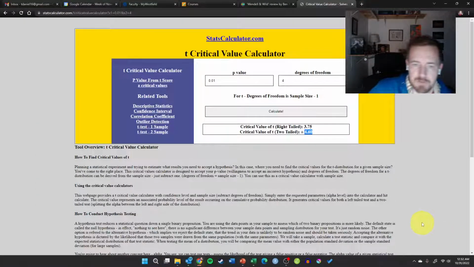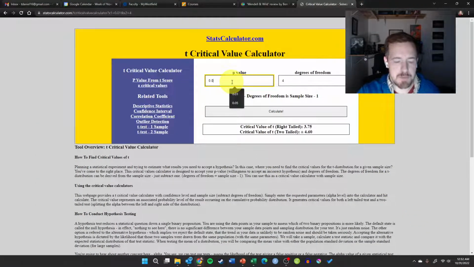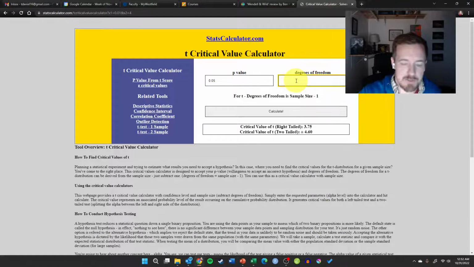Let's pop over here. For my critical value, I'm changing my p-value to 0.05. My degrees of freedom is going to be 6, because remember it's 7 minus 1. And I'm going to hit calculate.